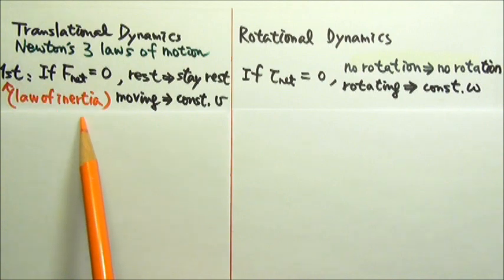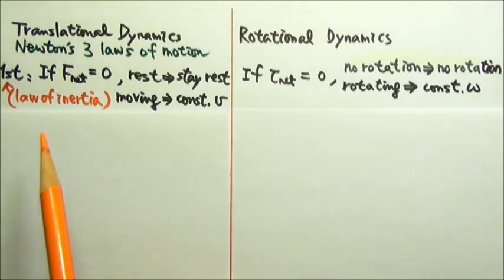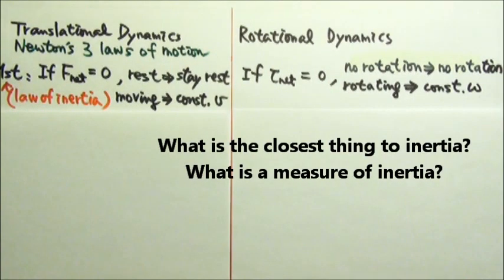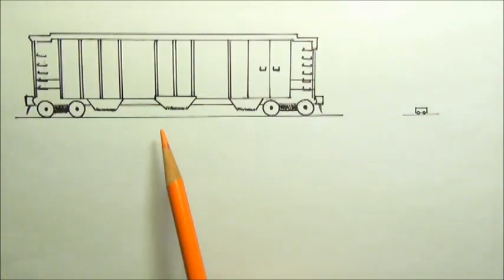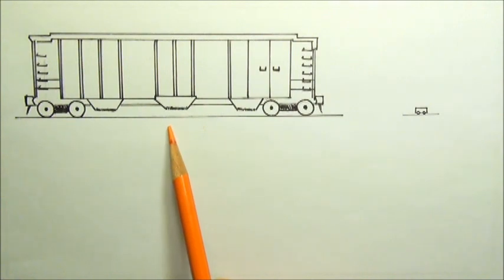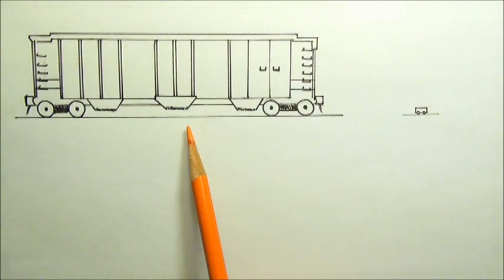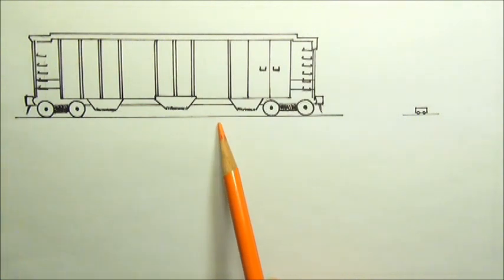What is inertia? What is the closest thing to inertia? What is the measure of inertia? Let's see. A heavy train car has a high tendency to stay at rest if it starts at rest, or to stay in the same motion if it is already moving.